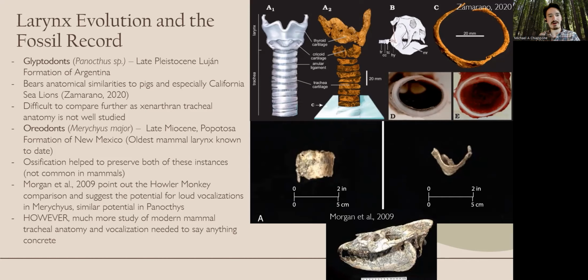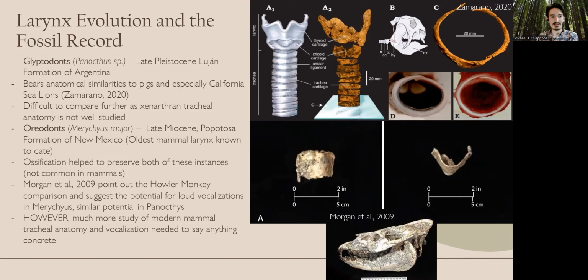On the other hand, we also have Oreodont larynxes, specifically this one from the late Miocene in Mexico. And this is the oldest mammal larynx known to date. In both of these cases, ossification seems to have helped to preserve these instances. And like I mentioned, that's not common in mammals.